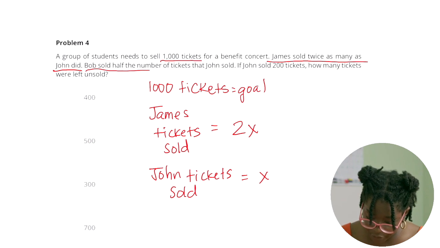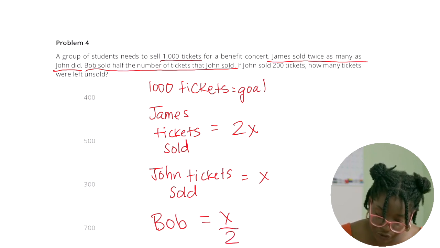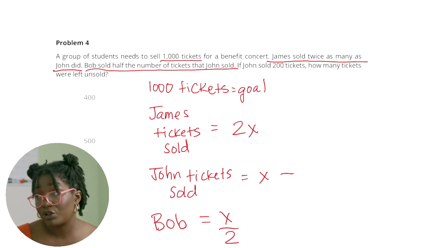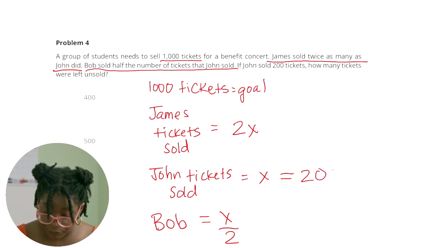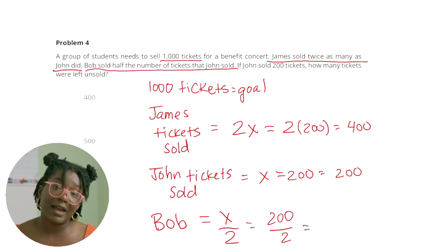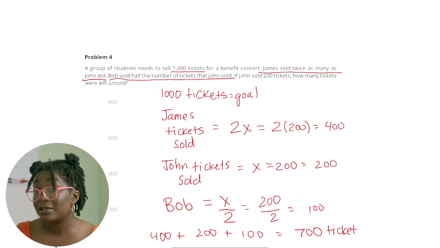Bob sold half the number of tickets that John sold. So for Bob, I've written X divided by 2. If John sold 200 tickets, how many were left unsold? Now we know how many tickets John sold, which basically means we know what X is. So I'm going to go ahead and plug in 200 everywhere that I see an X. Now I'm going to go ahead and do the math and add up all the tickets that we've sold. All 3 of them have sold 700 tickets together.